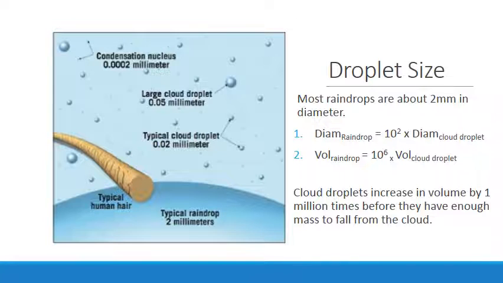How large does a cloud droplet grow in order to fall as precipitation? A typical raindrop has a diameter of about 2 millimeters, though it's 100 times that of the average cloud droplet. However, the volume of a typical raindrop is 1 million times that of a cloud droplet. So for precipitation to form, cloud droplets have to grow in volume by roughly 1 million times. You need 1 million times as much water.